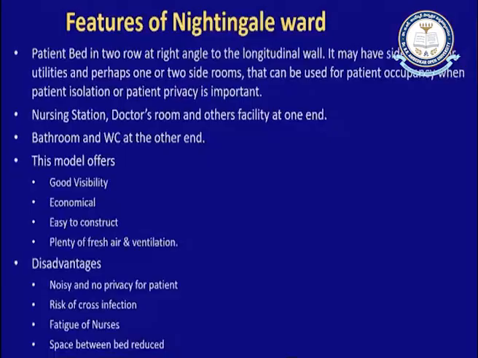A nursing station and doctor's room and other facilities can be available on one end, and bathroom and water closet at the other end. The Nightingale model offers good visibility of the patients for the nurses, and it is economical, the patients can afford this ward, and it is easy to construct infrastructure-wise, and has plenty of fresh air and ventilation because it is open, not closed. So, a lot of ventilation is available.